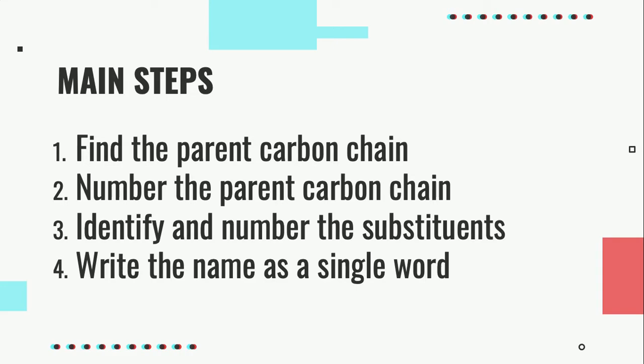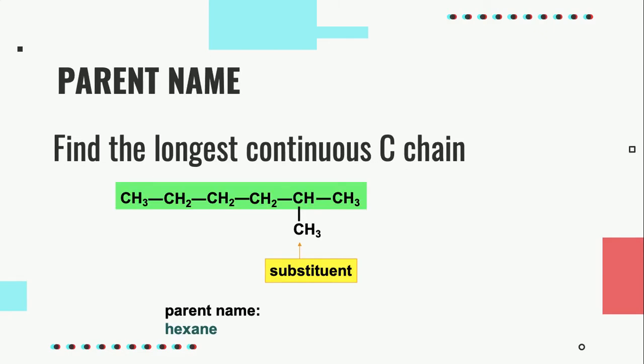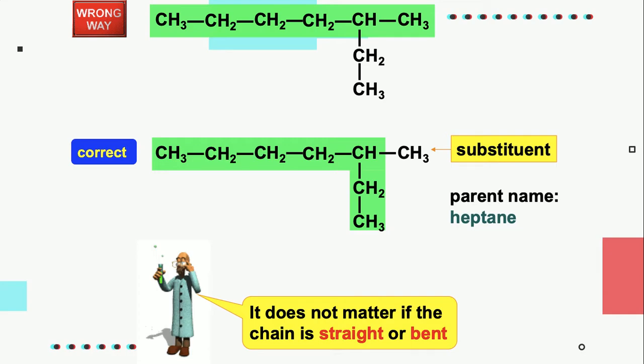There are 4 main steps in naming an alkane. The first step is to find the parent carbon chain. Secondly, number the parent carbon chain. Third, identify and number the substituents. And the final one is to write the name as a single word. In identifying the parent name, find the longest continuous carbon chain in this diagram. There are 6 carbons in the longest carbon chain with 1 methyl substituent, so the parent name is hexane. Keep in mind that it doesn't matter if the chain is straight or bent.